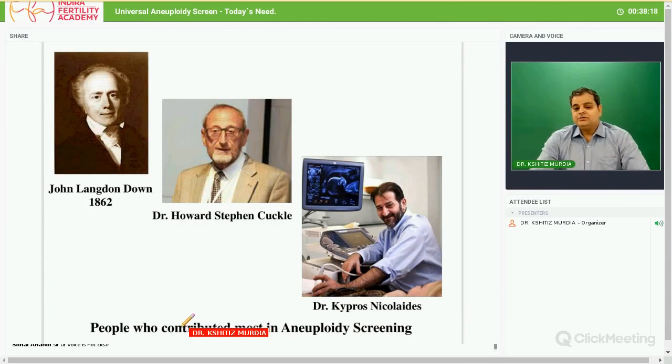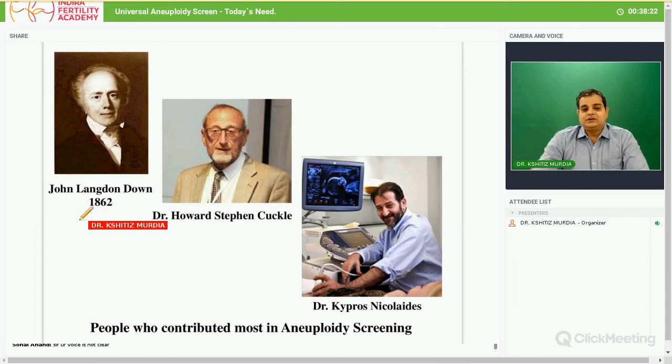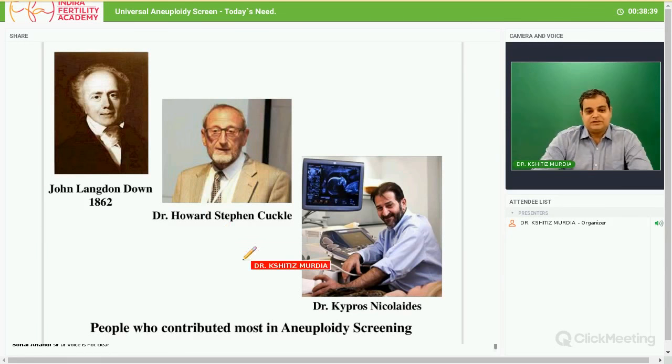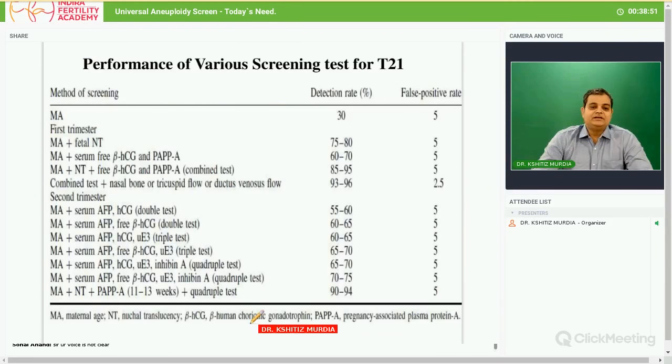The people who have contributed most to the evolution of aneuploidy screening are these. As you all know, John Langdon Down in 1862 coined the term Down syndrome. Then Howard Cuckle contributed most to biochemical screening, especially the triple test and now the quadruple test. And the person who has done the most in first trimester screening is Dr. Nicolaides, who devised the NT and the combined test.